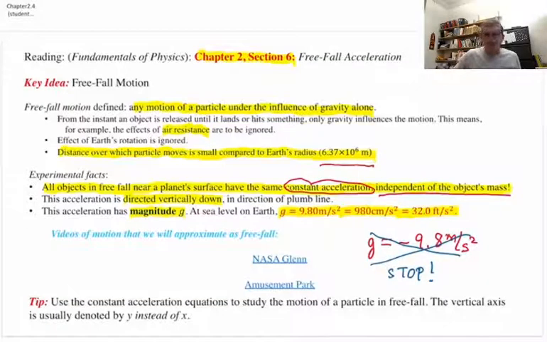Okay, so free fall is what we're studying. Now, here's a tip. Because a particle in free fall has constant acceleration, we get to use the constant acceleration equations to study the motion of a particle in free fall. Usually, you don't have to, but usually the vertical axis is denoted by a y instead of an x. So when a particle is falling or going up and then coming back down in vertical motion in free fall, the axis we tend to use for that is a y-axis.